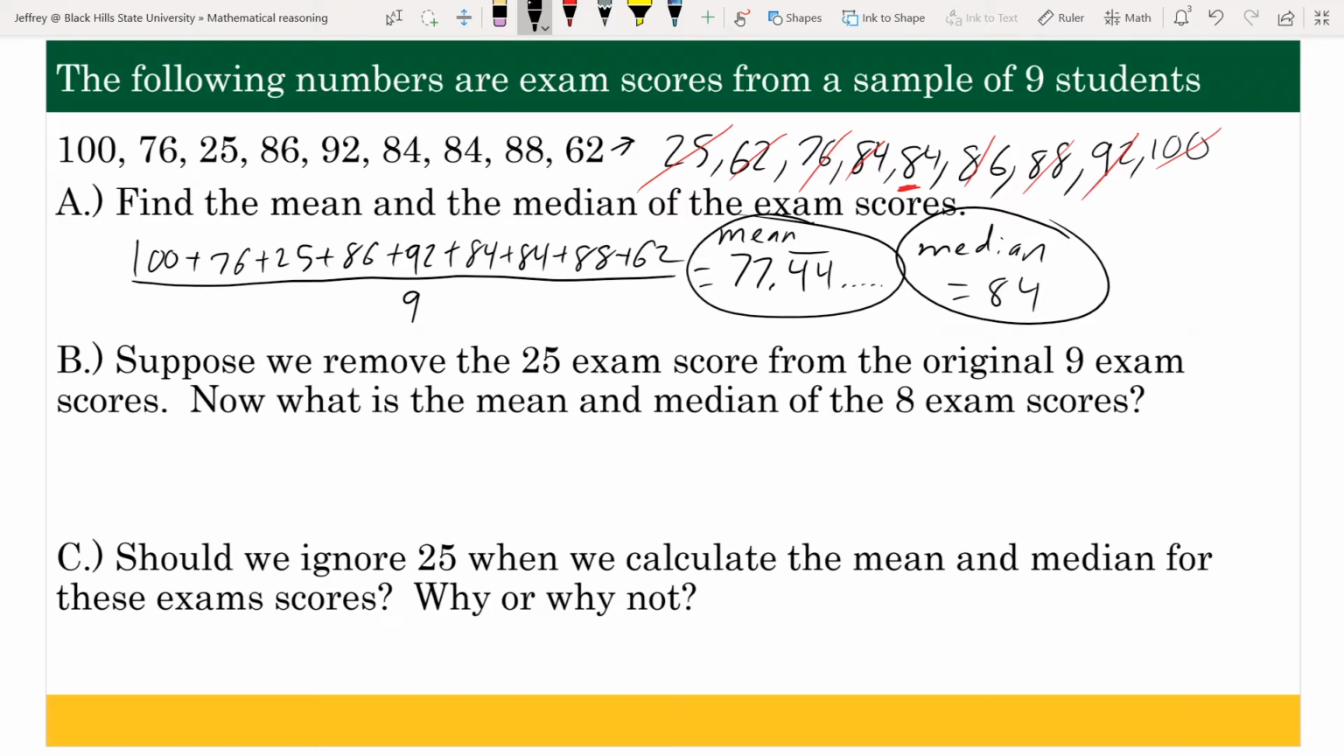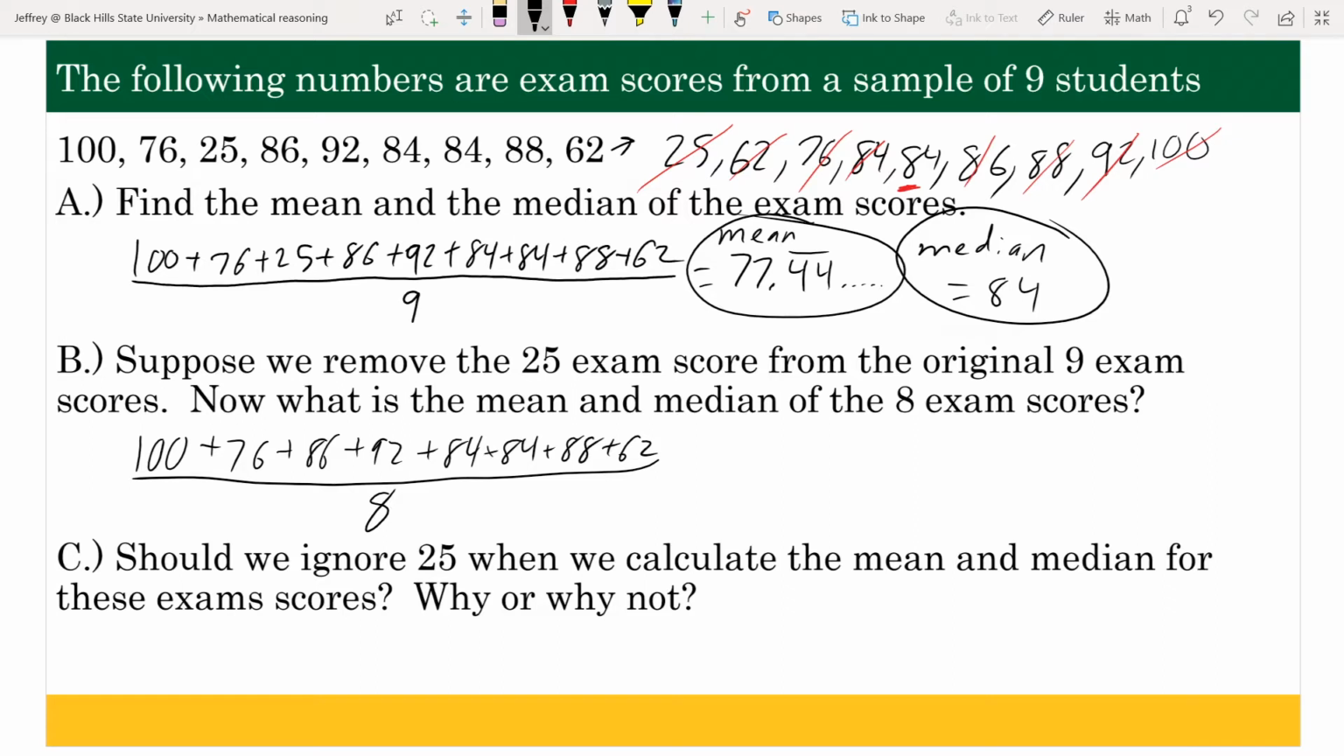Now, noticing from that example, we had 25 was a really small number, so potentially that could be an outlier. So what happens if we were to calculate the mean and the median without using 25 as the exam score? So I'm going to go ahead and add up all 8 numbers. Now we're going to only divide it by 8 since we only have 8 data points. And we end up with the mean of 84.